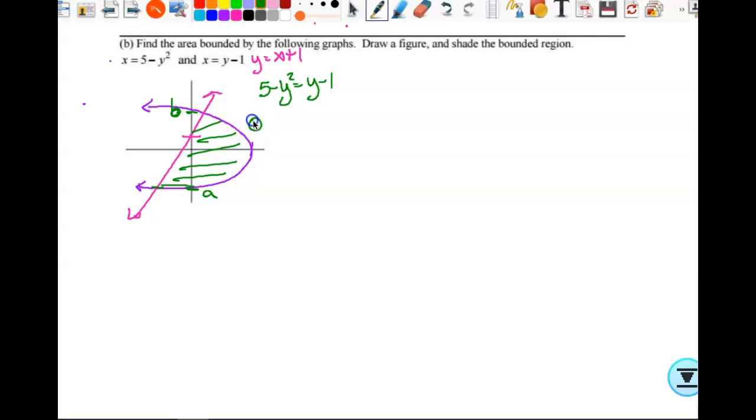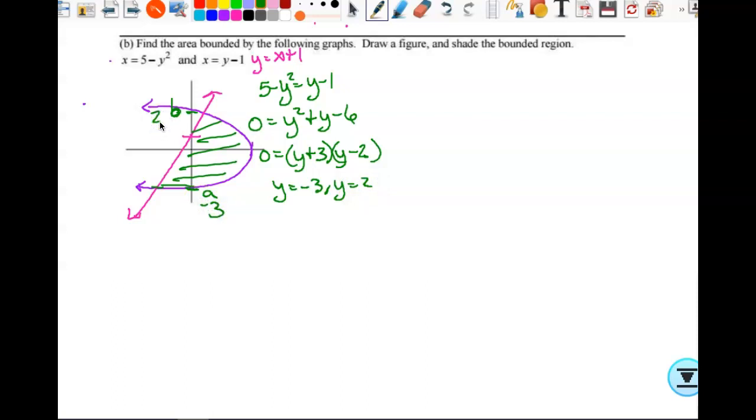Set it equal to 0. 0 equals y squared plus y minus 6. Factor. I know that it's 3 and 2, and my 3 would be positive in the factors. So I get y equals negative 3 and y equals 2. So this is negative 3 and this is 2. Ask me a question if you have a question about where anything came from.